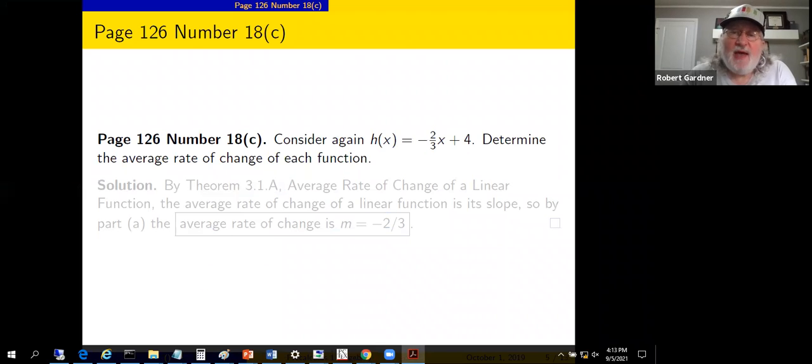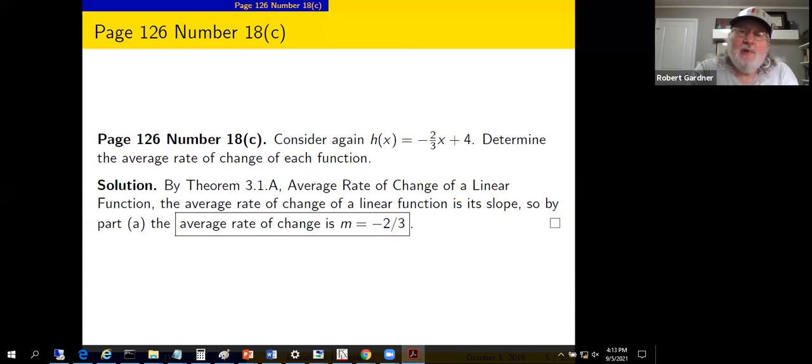Let's illustrate that idea with the same function as we had previously, continuing number 18. We had h of x equals negative 2/3 x plus 4. Determine the average rate of change. Well, we just said the average rate of change is simply the slope. So the average rate of change of this function is negative 2/3. The average rate of change of a linear function is a constant.